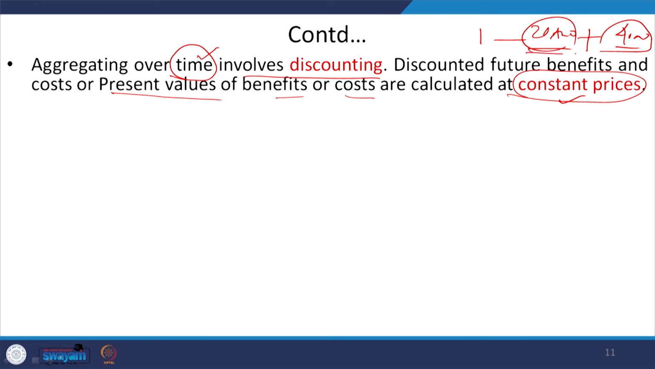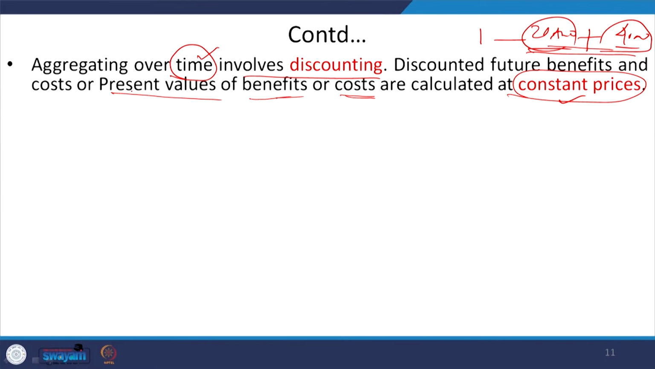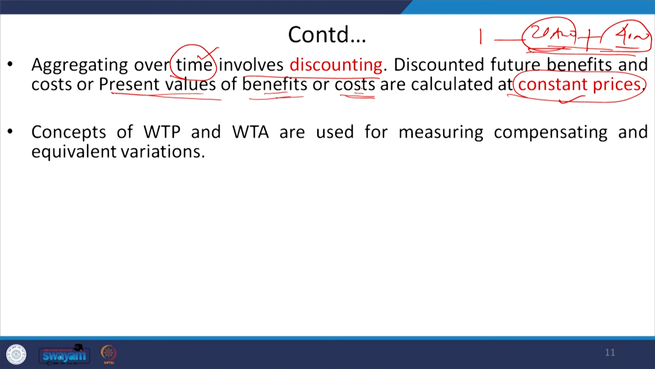In order to avoid this problem, because after 2 years the value of a particular unit of monetary units will be different, it may be more or it may be less. So, in order to nullify this factor, the present values of all the benefits and all the costs are calculated in terms of constant prices, not the current prices. The concepts of willingness to pay as well as willingness to accept are used for measuring the compensating as well as equivalent variations.